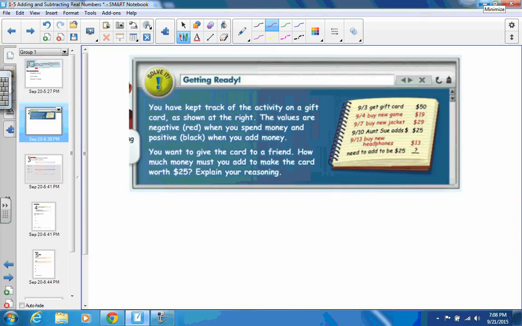It says the values are negative, or the red ones are negative, when you spend money, and positive when you add money to this gift card. So the black ones are positive, adding to it. The red ones are negative, it means it's leaving. You want to give this card to a friend. How much money must you add to it to make sure that the card has $25 when you give it to her? And explain your reasoning.